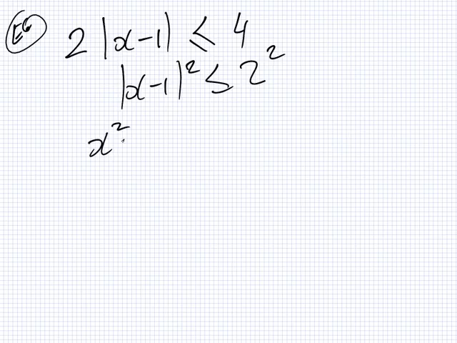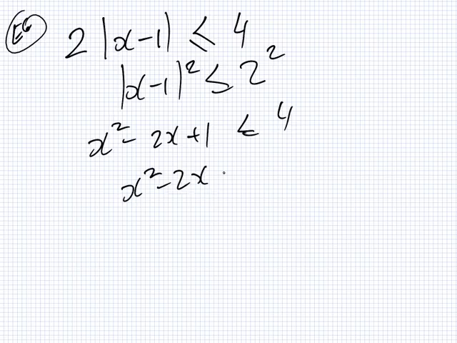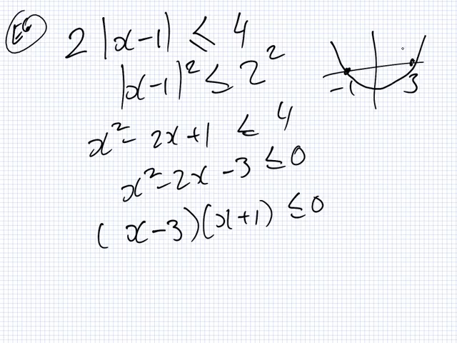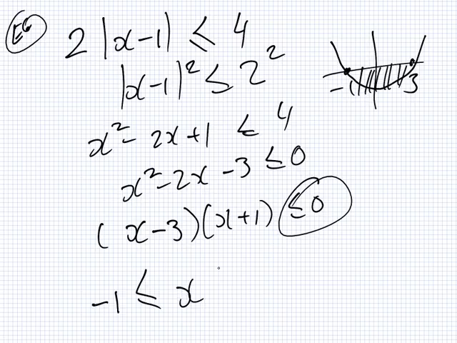So I get x² - 2x + 1 ≤ 4. So x² - 2x - 3 ≤ 0. This is (x - 3)(x + 1). So the roots are at minus 1 and 3. And do I want above or below? This part here, because it's less than 0. So that means x should be between minus 1 and 3.